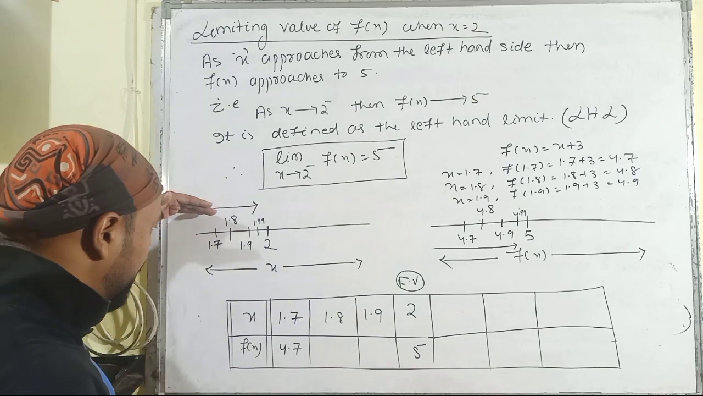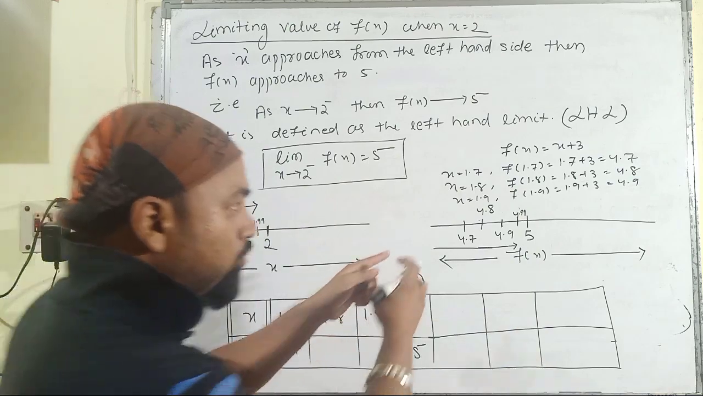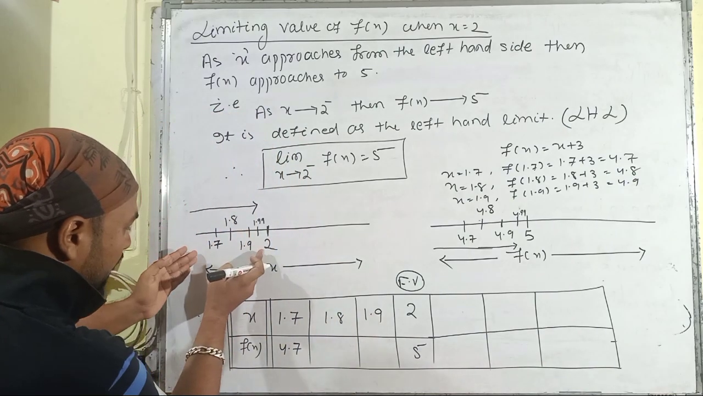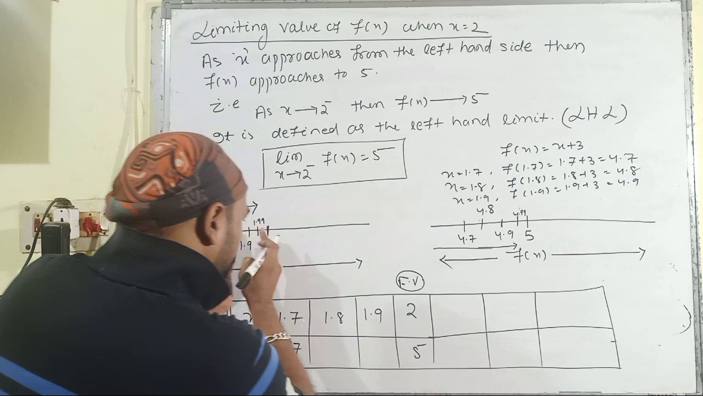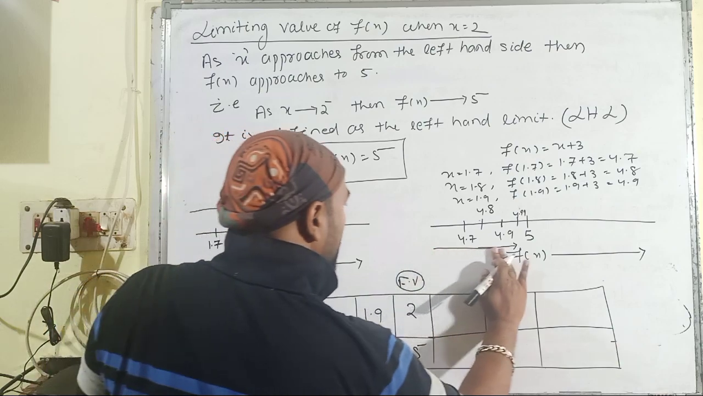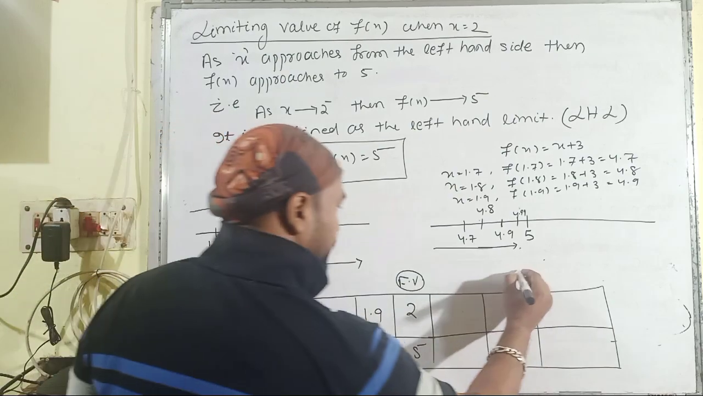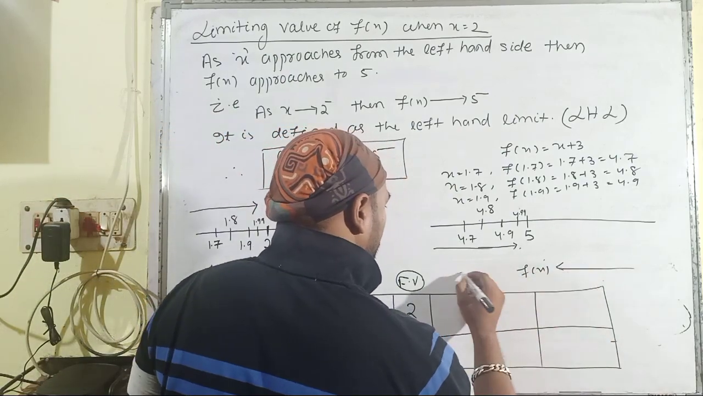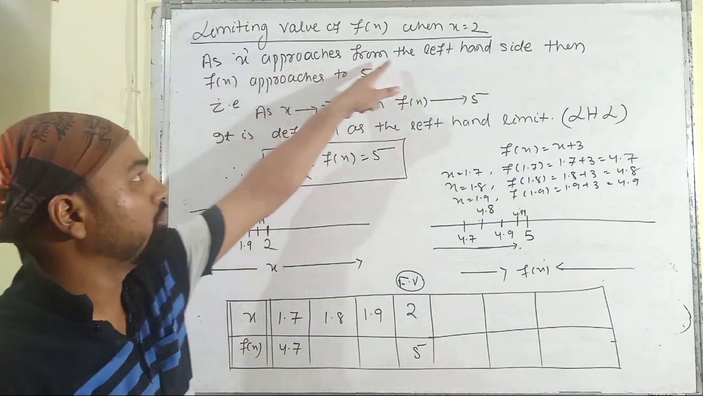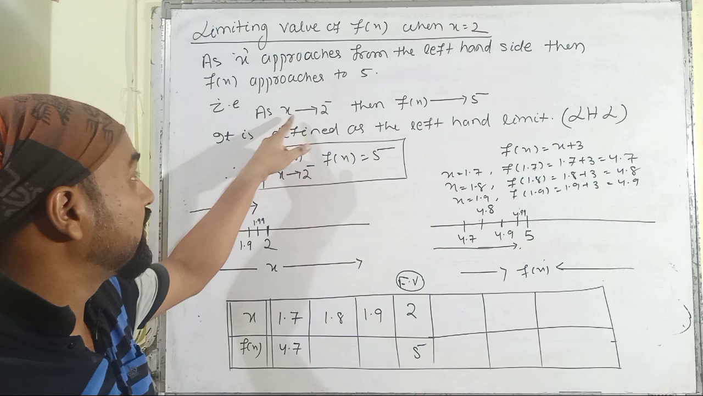So we have to come from the left hand side to the nearest point of 2, very close to 2. Then you have to check the behavior of the function f of x. What are you getting? Whenever the value of x gets closer and closer to 2 from the left hand side, the value of f of x is also getting closer and closer to 5. Then we can express this in mathematical form as: x approaches from the left hand side, then f of x approaches 5. That is, x tends to 2 minus.